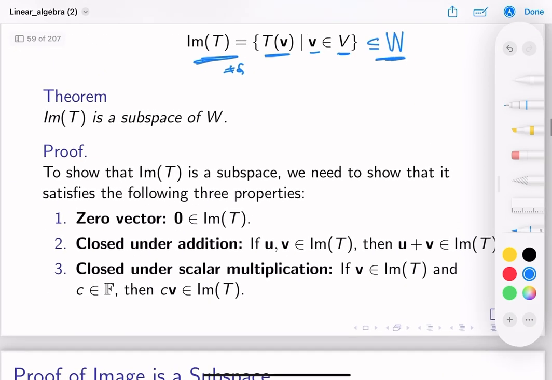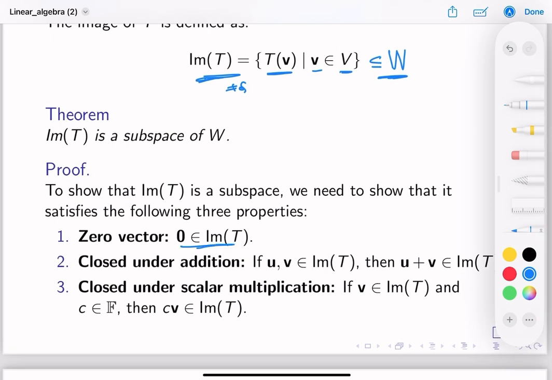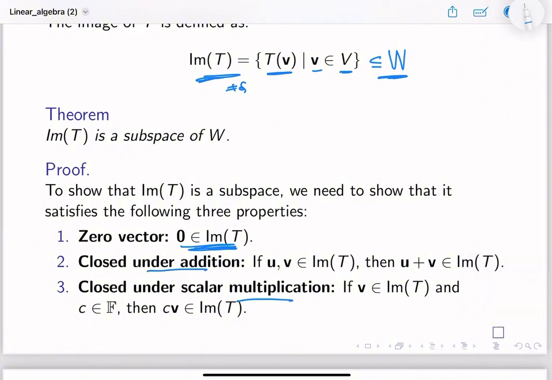So here's what we want to show. We want to show that 0 is in the image, and thus it's not empty. And then we need to show closure under addition and scalar multiplication. So why is 0 in the image of every linear transformation? Again, to show an element is in the image, you need to find an element in the domain which gets mapped to that element by T.